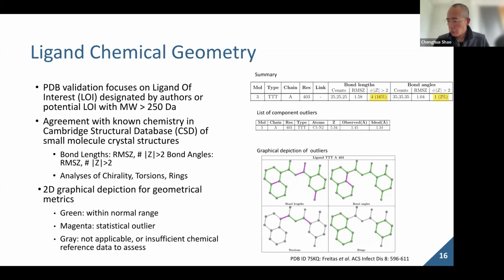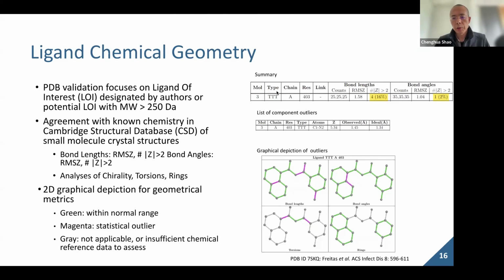With the complex structures, the ligands are usually much smaller than the macromolecules and are usually diverse in their chemical features. So we choose the high resolution small molecules in the Cambridge Structural Database as reference. Each chemical component, such as bond length, angle, torsion, or ring, is compared to those distributions in the CSD to determine whether the component is within a normal range or is an outlier. For example, a bond length or bond angle with RMSZ greater than 2 is marked as an outlier.